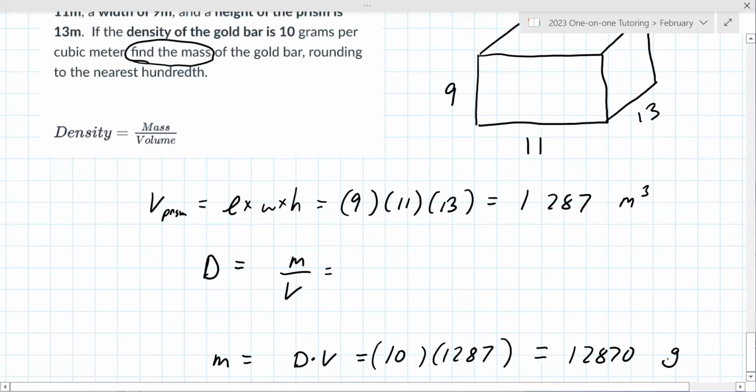If you're curious, I'd look up what the value of a gram of gold is. You might find this is quite substantial.